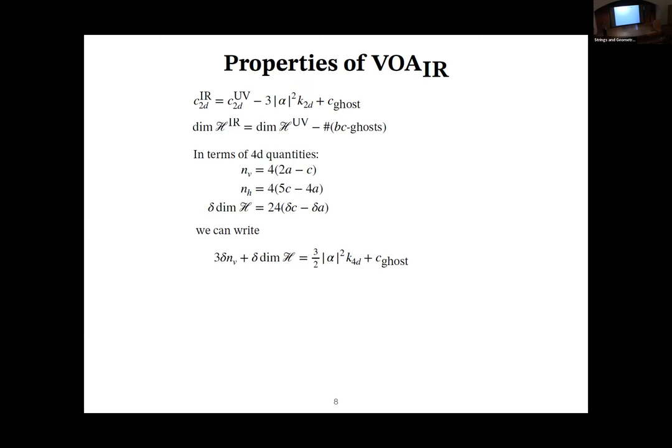And the upshot of all of this stuff here is I can write a formula that looks like this, relating the change in the effective value of N sub V, the change in the Higgs branch dimension, which I told you was given up here, to this thing, a multiple of the 4D current algebra level and the ghost central charge. So that's the formula. And now let's do a simple example just to see where we're going.